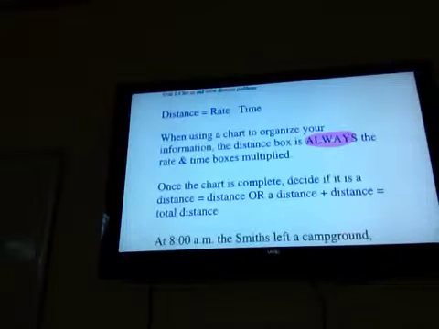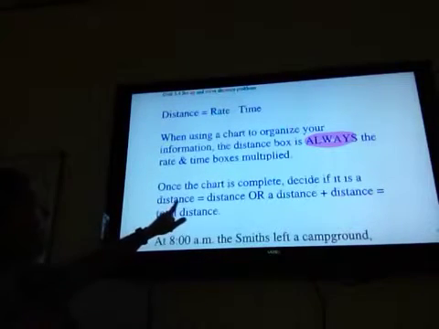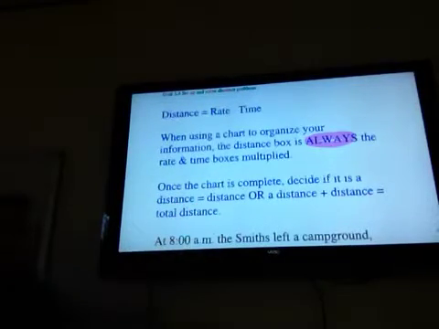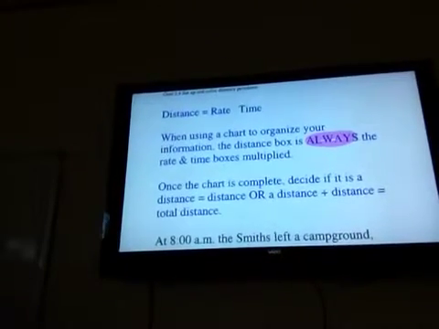Okay? Once you complete this little chart that we're going to make, you're going to decide, is this a problem where the distance equals the distance, or is this a problem that the distance plus the distance equals the total distance? Okay, so you're going to have to decide that. Let me give you some scenarios of each of those kinds.